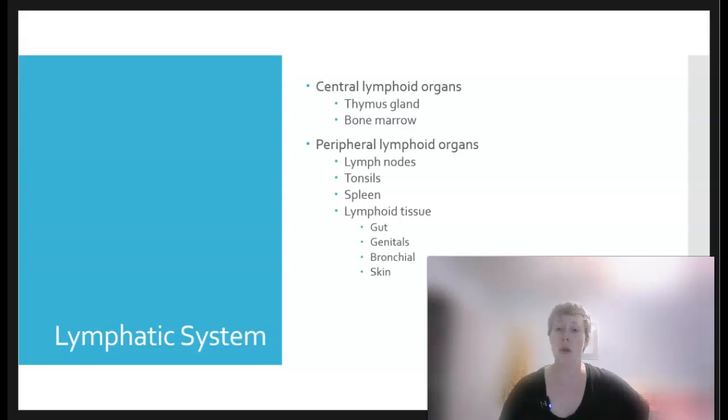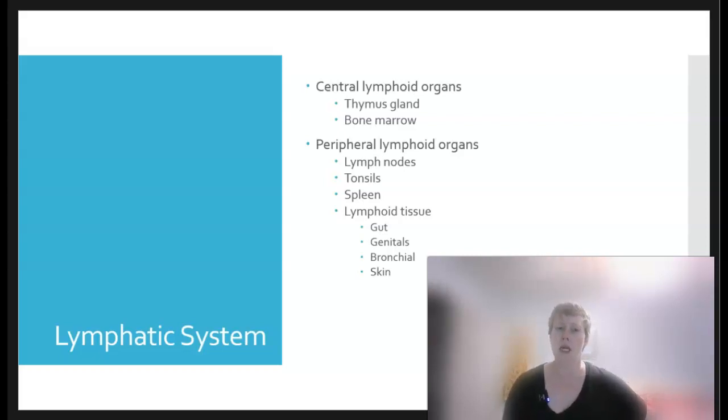Okay, so the lymphatic system. We have central and peripheral lymphoid organs. So the central lymphoids are your thymus gland and your bone marrow. So our lymphocytes are made in the bone marrow. And then T lymphocytes are differentiated in the thymus gland. And the next slide will kind of get into the difference between B lymphocytes, T lymphocytes, all of those.